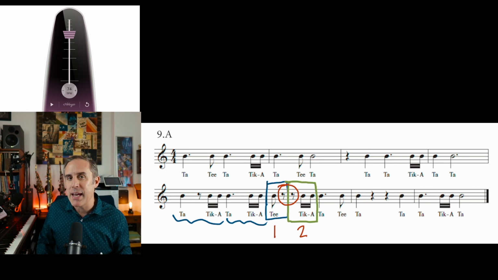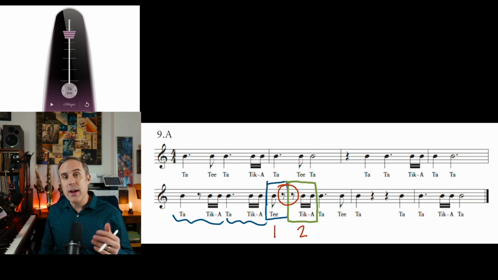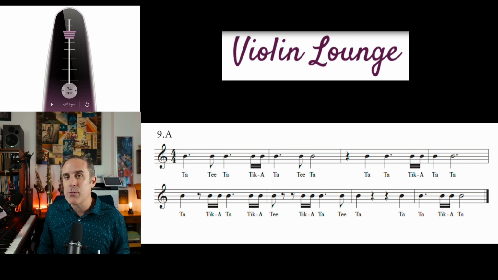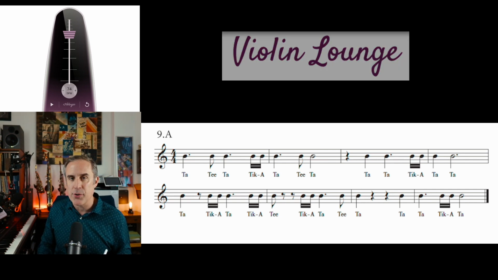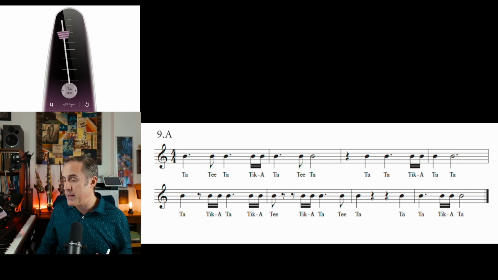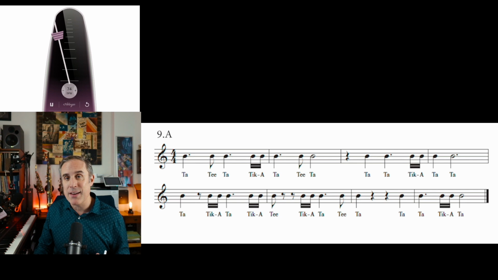Let's perform 9A together. All right, the first thing I'm going to do is erase all this ink so you can see the exercise a little more clearly. You'll also notice that the Tik-A-Tee verbiage is included in this one for a little added assistance. And for a third week in a row, I am using the metronome from violinlounge.com. Thank you again to those folks for offering up a free metronome. All right, let's get our metronome clicking here at 74 beats per minute, or the quarter note equals 74.